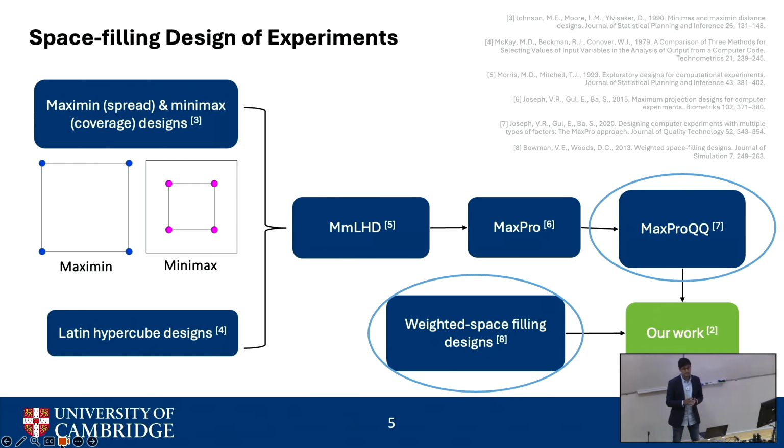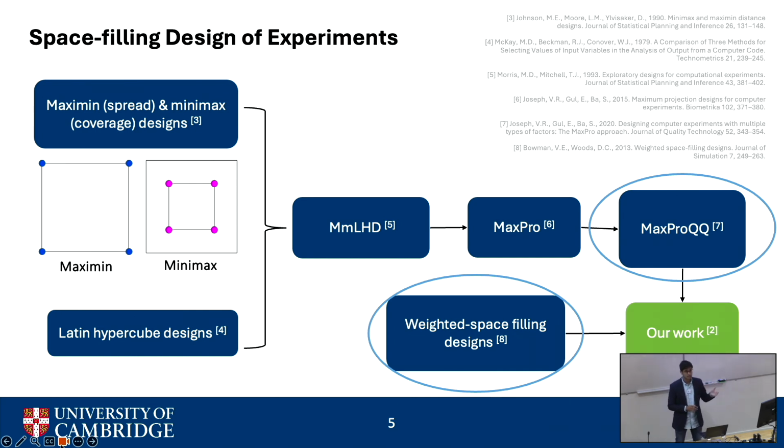So with space-filling designs, an intuitive criterion you can think about for how you would develop one is you could try to maximize the spread of the points or maximize the coverage of the points. And this is what is known as maximin and minimax designs in the literature. Typically, minimax designs are actually quite expensive to compute, so we often see maximin designs being used.